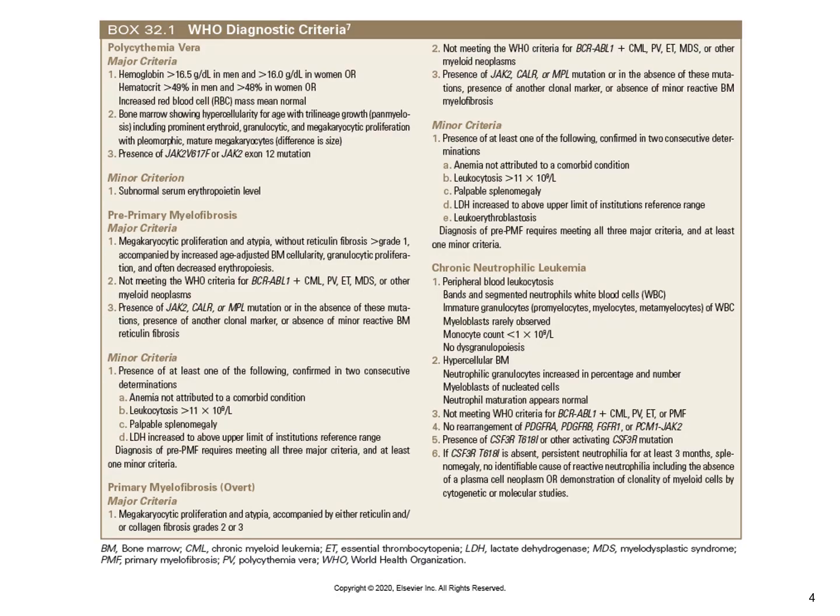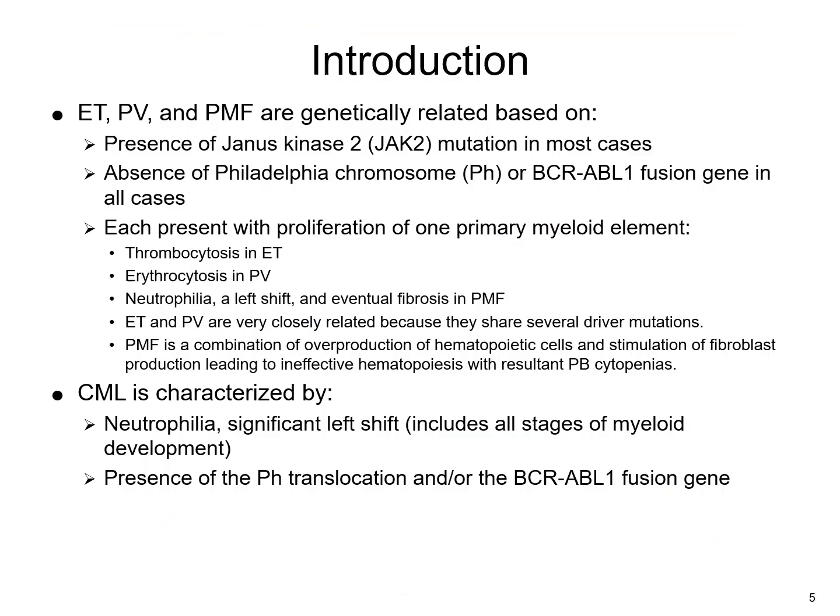Your textbook has a great chart that shows how they're further broken down into that WHO classification based off of the various diagnostic criteria. So let's first talk about what all of these have in common, or what sets one apart from the other. First, we need to understand that essential thrombocythemia, polycythemia vera, and primary myelofibrosis are all genetically related. In most cases, they all have the presence of the JAK2 mutation.